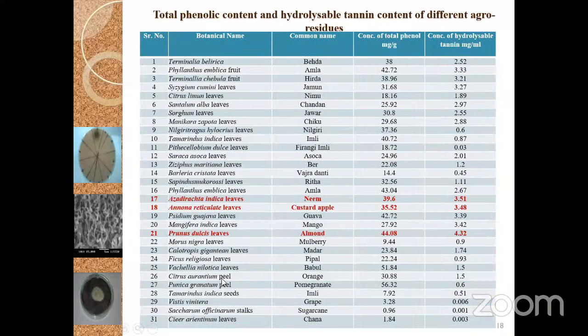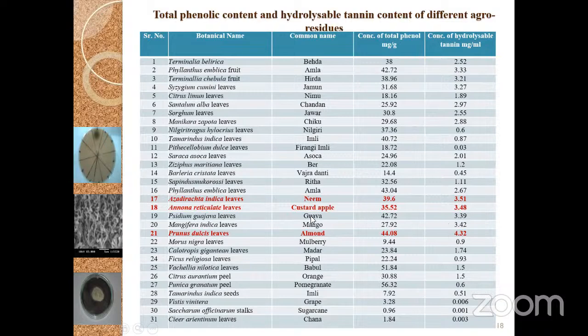So these are the 31 different agro residues which we have used for our study. Different types of agro residues like leaves, seeds, and some fruits were used. Amongst these 31 different isolates, we found that Azadirachta indica leaves contain the highest amount of total phenol as well as the highest amount of hydrolyzable tannin content. Not only Azadirachta indica, but the custard apple leaves and the almond leaves also show higher content of total phenol and hydrolyzable tannin content.